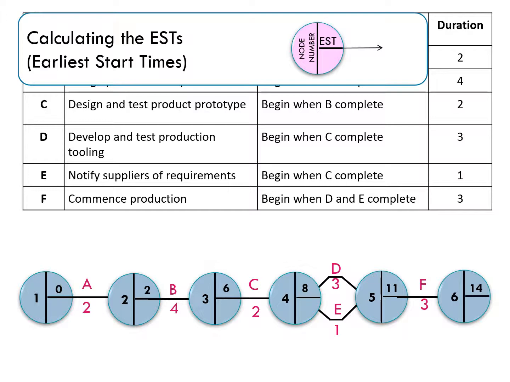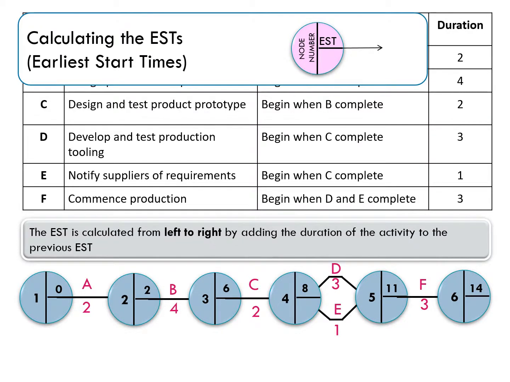So some rules for calculating the earliest start times. We move from left to right by adding the duration of the activity to the previous earliest start time. So for example, the start time for B, we move left to right, we take 0, the previous earliest start time, and we add on the duration of the activity. So 0 plus 2 gives us 2. 2 plus 4 gives us 6. 6 plus 2 gives us 8.